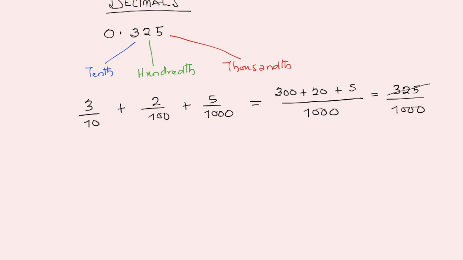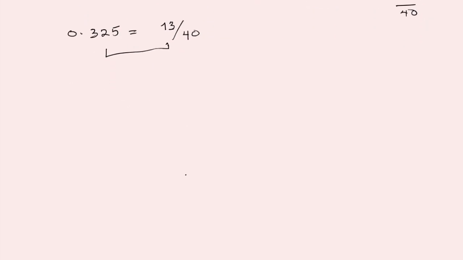If we divide this by 25, trying to reduce it to its lowest terms, we would have 13 over 40. So essentially what we're saying is 0.325 is equal to 13 over 40. And so you can see that decimals are just another way of representing fractions. So the next thing we would look at is how we can actually convert fractions into decimals.